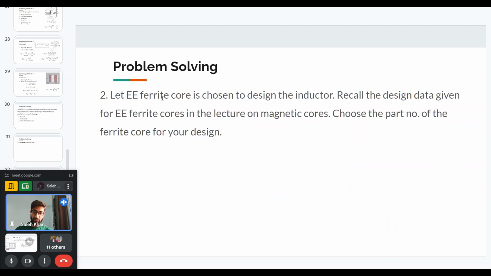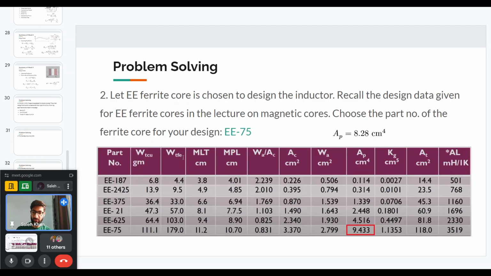Now we have to choose the core. We use the data that was shown in the course lectures for the EE core. If you go to the lectures, you will find this table, and the area product we got from the calculation was 8.28. The core we choose should have an area product equal to or slightly higher than this. The cores are in order of increasing area product, so the first core that satisfies this is the last one shown here, EE75.